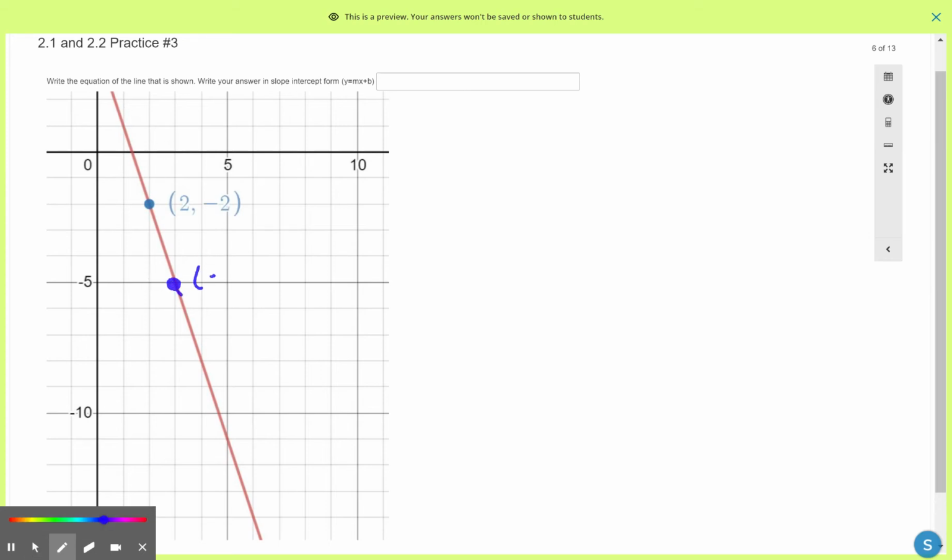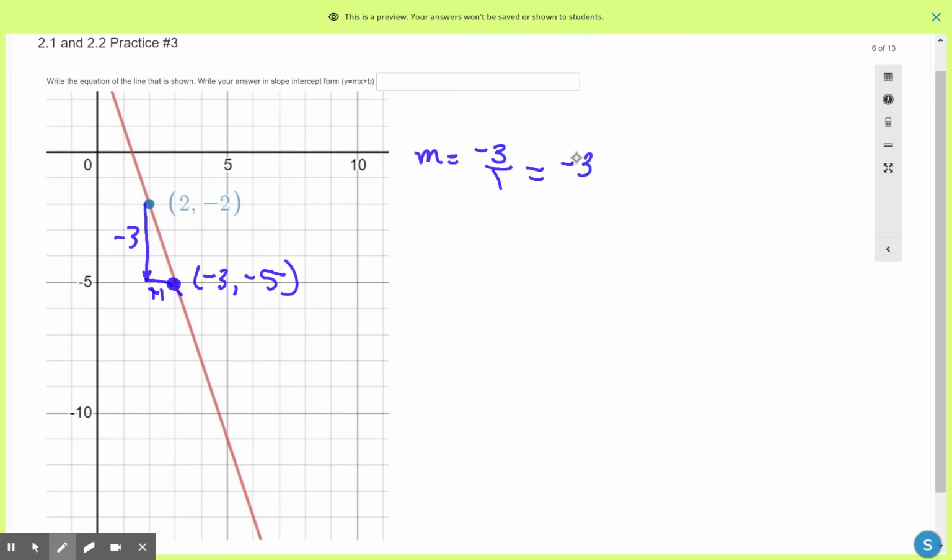So then this would be negative 3, negative 5. You could find the slope by going down 3, right 1. So then our m is negative 3 over 1, or just negative 3. Or you could do the slope formula, negative 5 minus negative 2 over negative 3 minus 2.